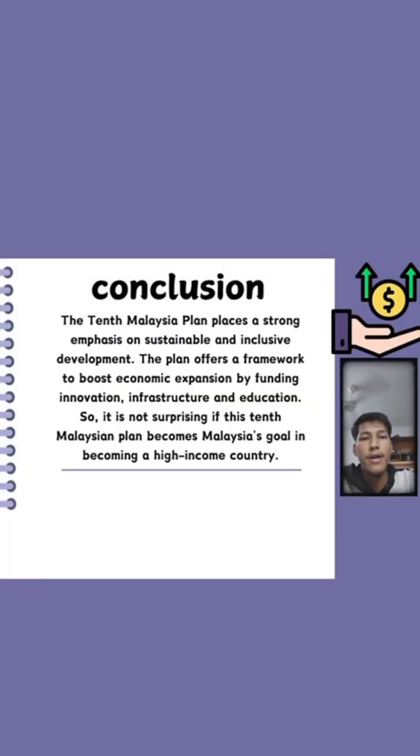As a conclusion, the 10th Malaysia Plan places a strong emphasis on sustainable and inclusive development. The plan offers a framework to boost economic expansion by funding innovation, infrastructure and education. So it is not surprising if the 10th Malaysia Plan becomes Malaysia's path to becoming a high-income country. That's all from our presentation group.